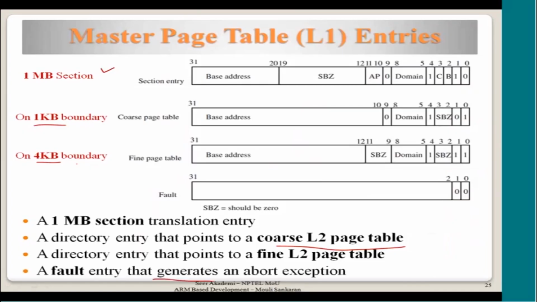A fault entry generates an abort exception. That's what is here. But why is there no entry here? It is actually not pointing to any section, or it is not pointing to any table. So as soon as the MMU looks at this, it is a don't care. The MMU doesn't even look at the entries in these spaces. Once it is 0 0, it will know that there is no valid entry, this virtual space is not mapped to anything physical, so we have to generate a fault. So the MMU generates a fault to the processor.